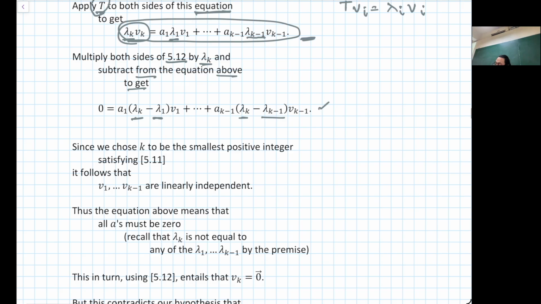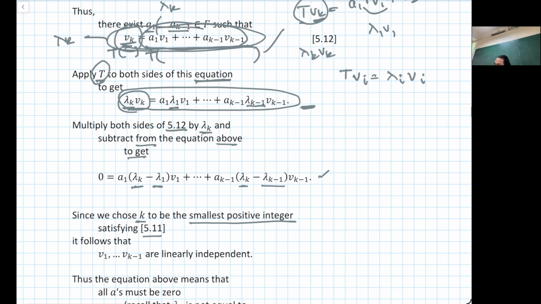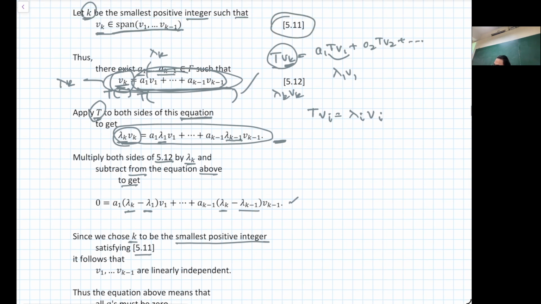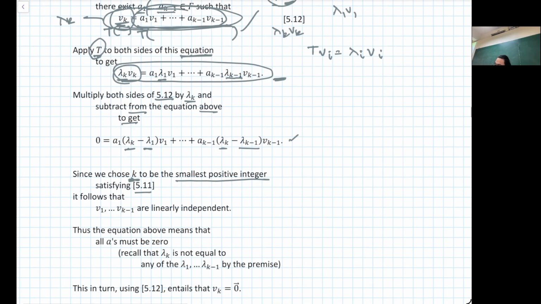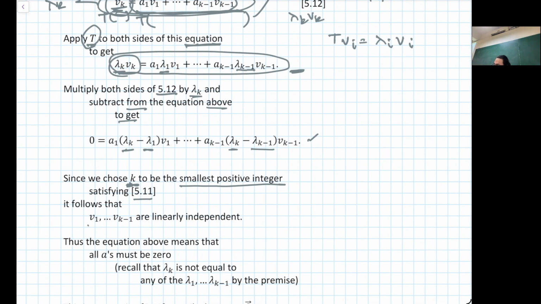Now, since we chose k to be the smallest positive integer satisfying equation 5.11, which is this one, it follows that v1 to v(k-1) are linearly independent. What did we say? We said choose the smallest k for which the vector vk can be written as a linear combination of the vectors before. So obviously, that's the first time it's happening, and all the previous ones are linearly independent. Otherwise, k would have been k minus 1. Is this statement clear?